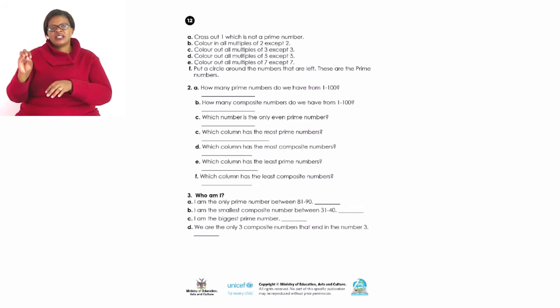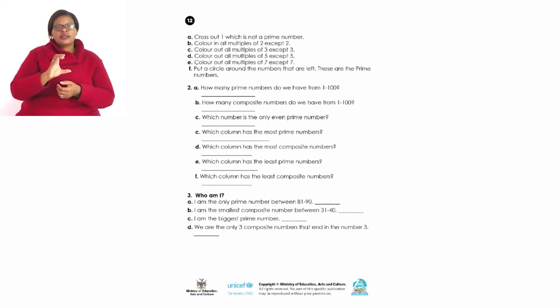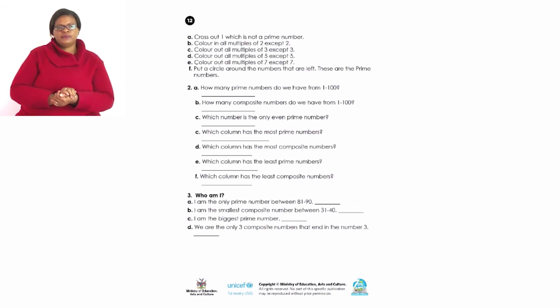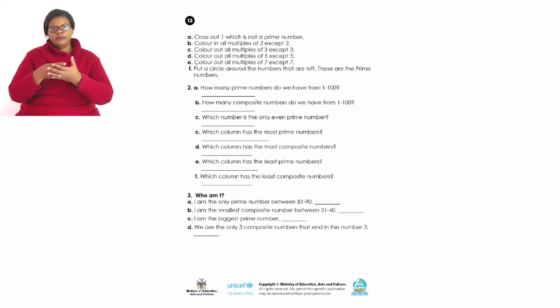B, I am the smallest composite number between 31 and 40. Which number do you think that is? So again, go back to your table and discover which number is the smallest composite number between 31 and 40. Number 3, I am the biggest prime number. Now, obviously, this will mean the biggest from 1 to 100. So keep it within the table. In other words, in that table that you have just completed, which number is the biggest prime number?